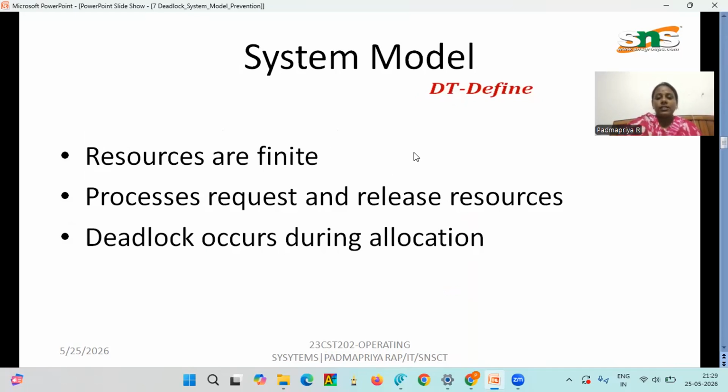So processes request and release resources, and deadlock occurs during allocation. As we have seen before, in allocation a process requests particular resources, and the particular resources may be assigned to some other process. Once the resources are released from that particular process, then only can those resources be accessed by our process. This is the deadlock allocation.